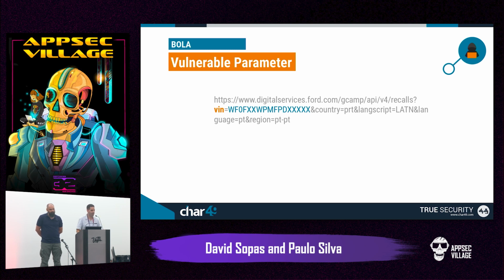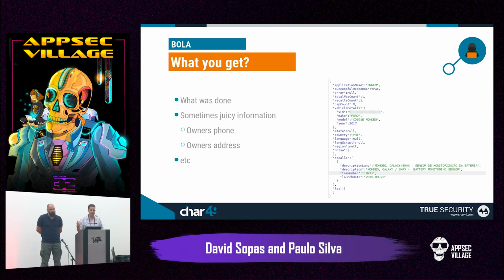Recalls. This is something the manufacturer told me was an acceptable risk. Again, I don't understand why, but I will explain that later. The information that comes from recalls is very juicy, especially if the car had problems with something, and you get information about that.